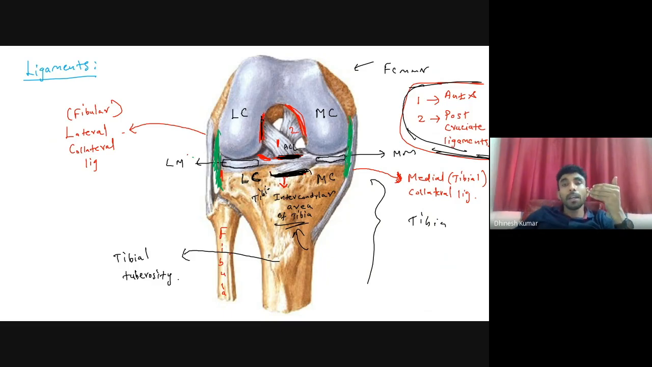What about the upper attachment of the anterior cruciate ligament? Yes, it is attached to the femur bone. In which condyle of femur? Lateral condyle of the femur. In this diagram, which is lateral, which is medial, you will know, isn't it? So superiorly, the anterior cruciate ligament is attached to the lateral condyle of femur bone, specifically the medial surface of the lateral condyle.